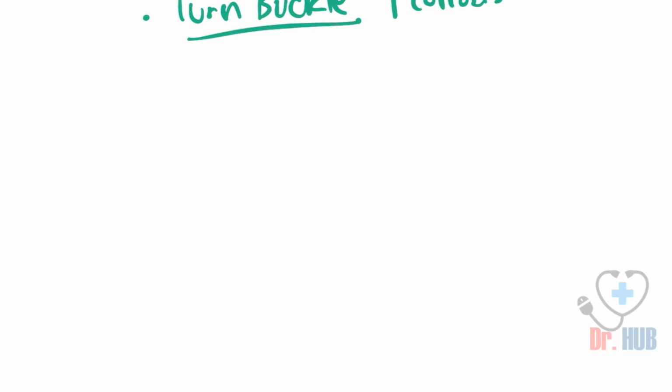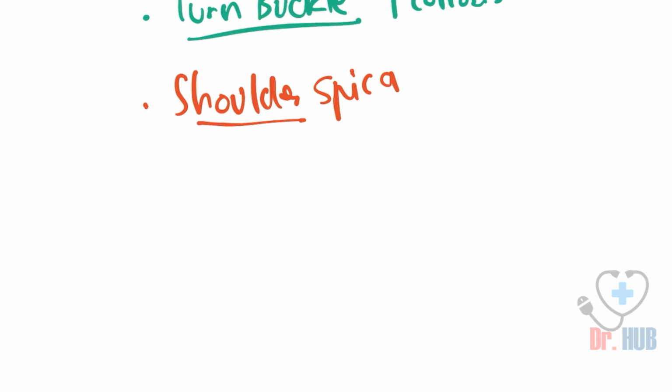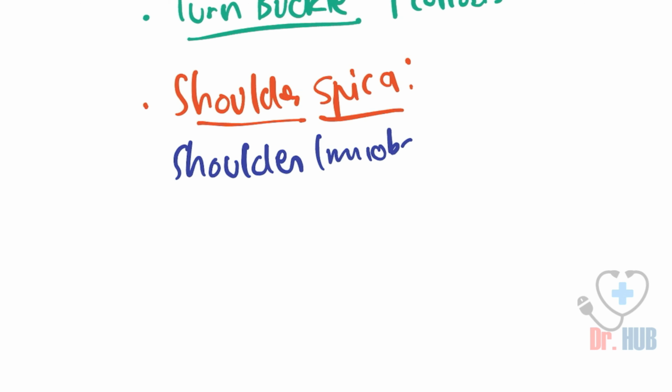Now moving on to the shoulder spica cast. The shoulder spica cast is used, as the name suggests, for shoulder immobilization.